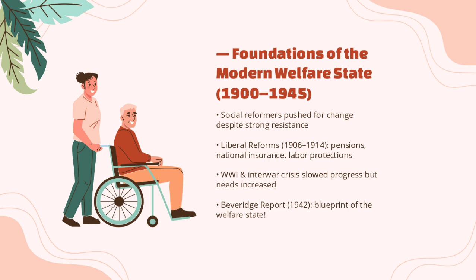Unfortunately, World War I and the economic crisis of the 1920s until the 1930s stalled this progress. The country was exhausted, money was running out, but the needs of the people were increasing. Later, another turning point came with the Beveridge Report in 1942. This report outlined a complete blueprint of the welfare state and became the basis of major reform after the war.